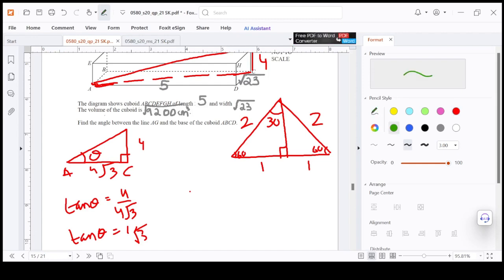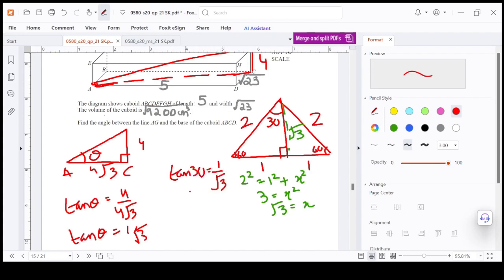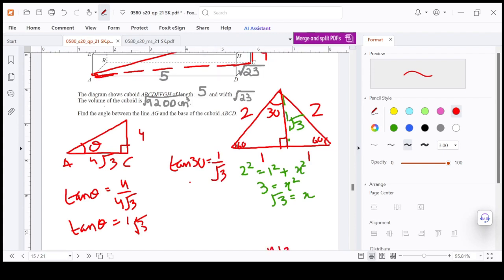Now, from Pythagoras theorem, 2 squared equals 1 squared plus this length squared. Let's call it x squared. So 4 minus 1, which is 3, equals x squared, which gives us root 3 equals x. So this would be root 3. Now I know that tan 30 equals opposite over adjacent, which is 1 over root 3. So this angle must be 30.